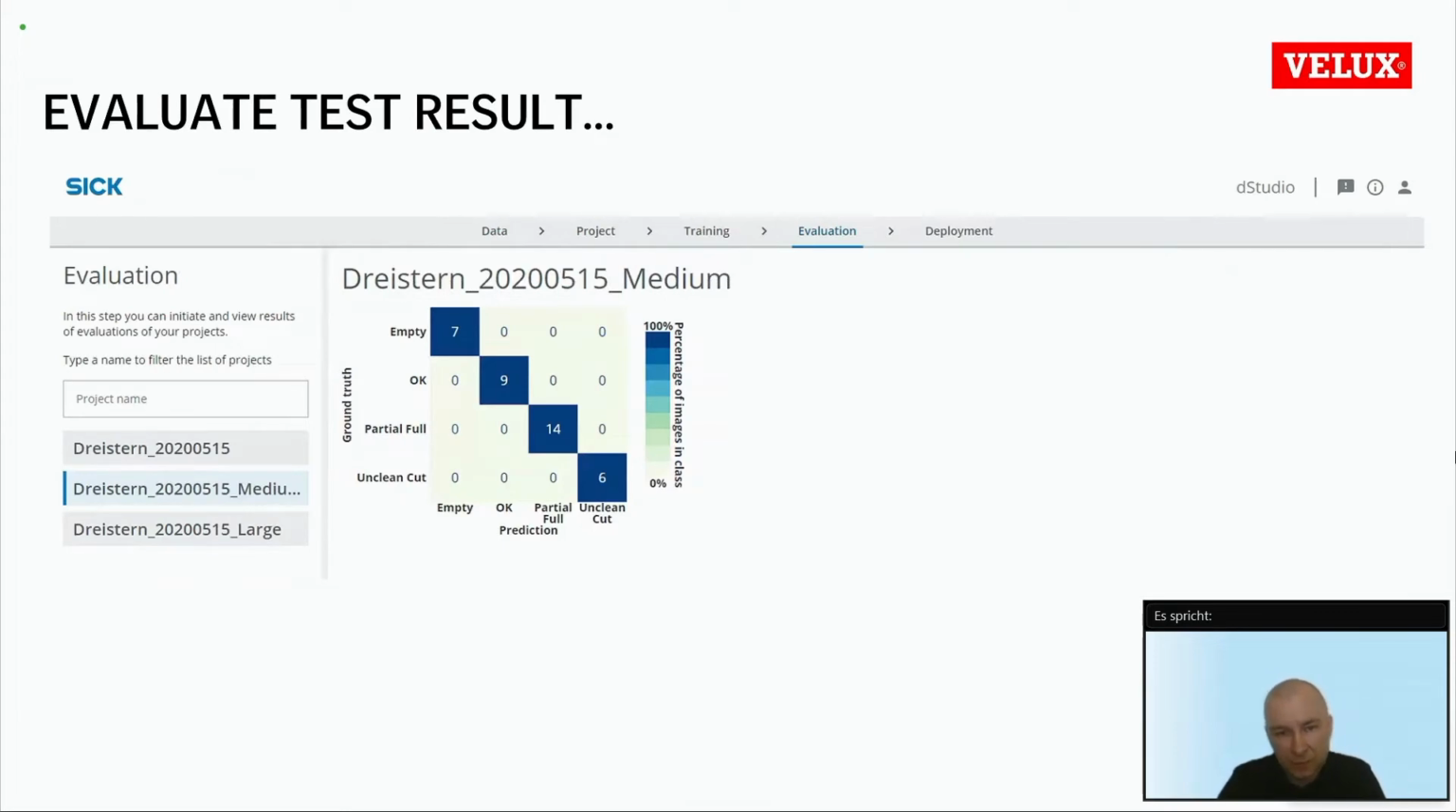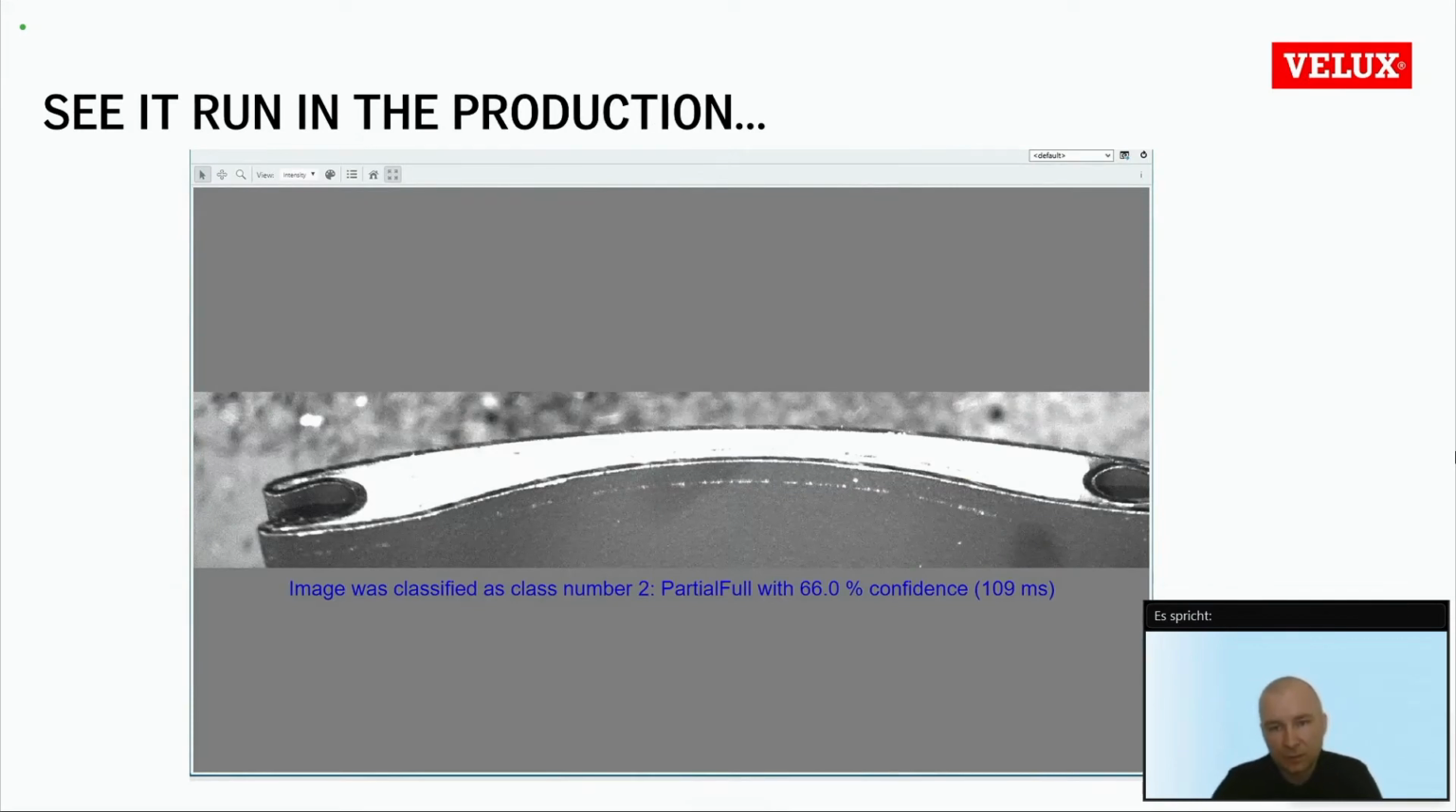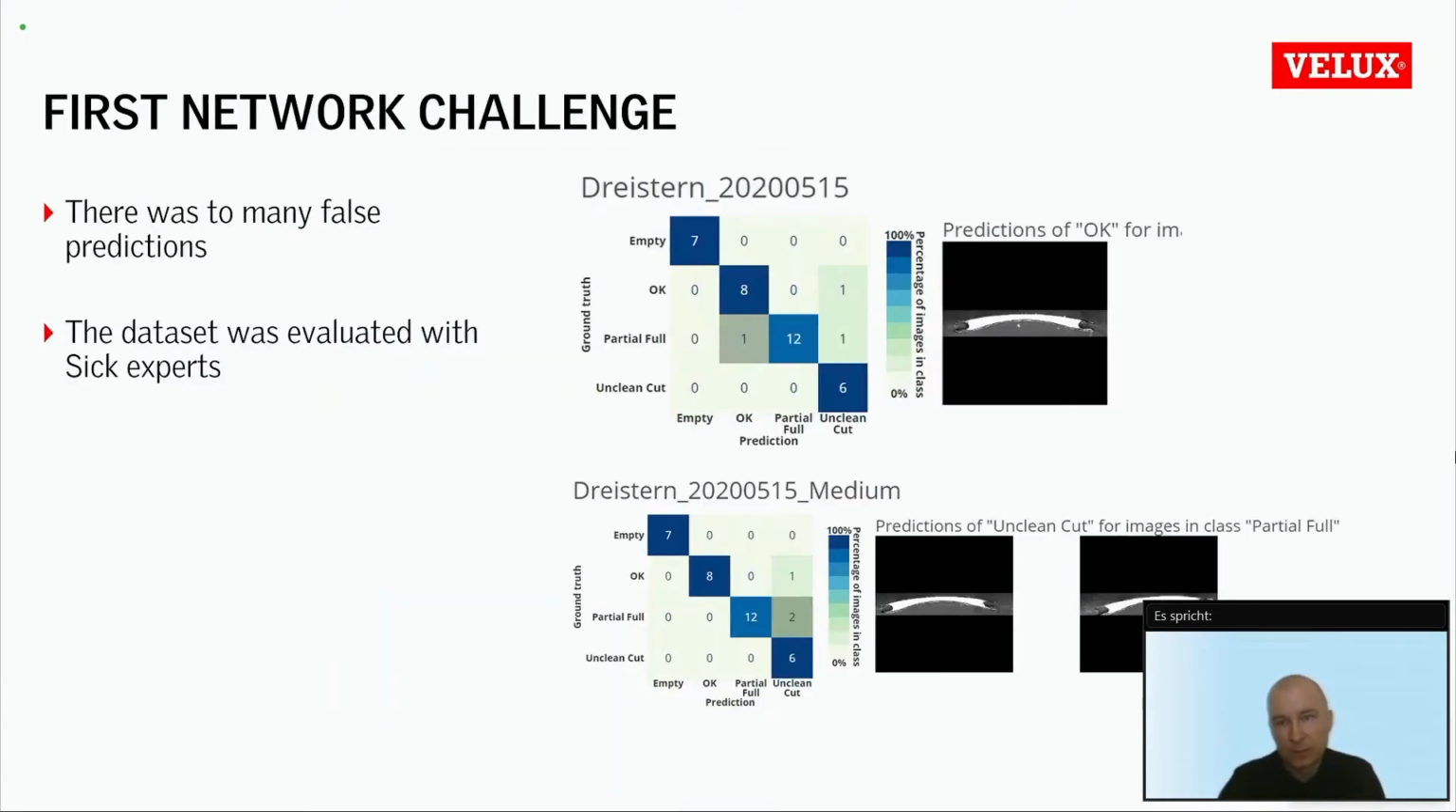After that, we evaluated the trained network and did a deployment of a trial model onto the production line. This was the first network that we tested, and the result of the classification and the prediction was okay, but it was not perfect. So we had to do another iteration to try to improve this, and along with support from SIG, we did an evaluation of the image.